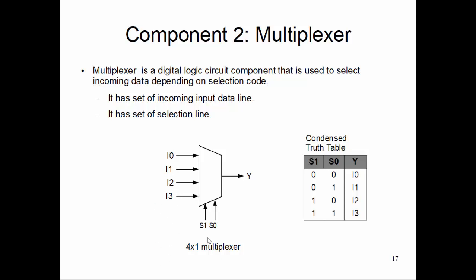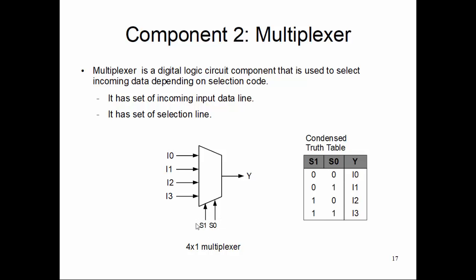So depending on the selection S1, S0, Y will assume the logic value of the corresponding input. Let's say, for example, S1 is 1 and S0 is 0. Then Y will assume the value of I2. Whatever the logic value is, it can be 0 or 1. If I2 is 0, Y will be 0. If I2 is 1, Y will be 1.